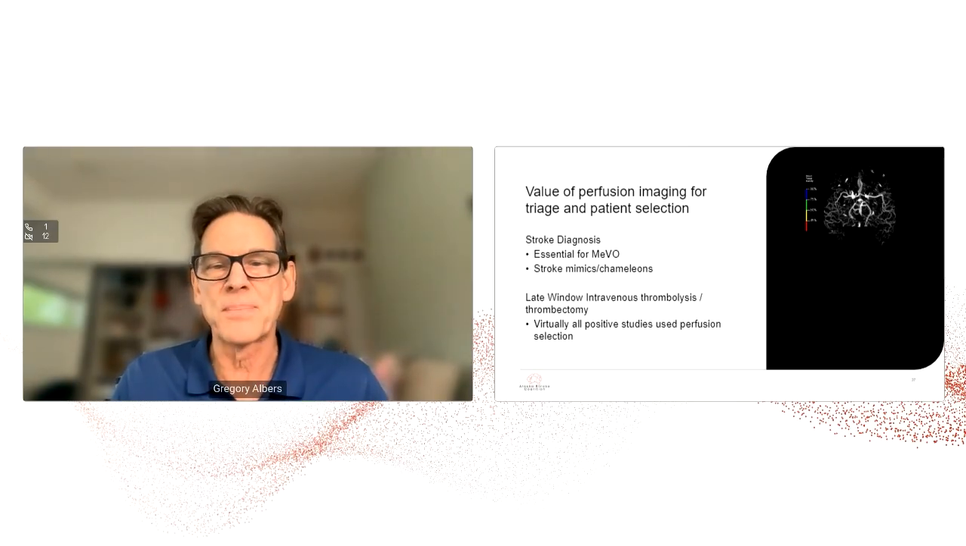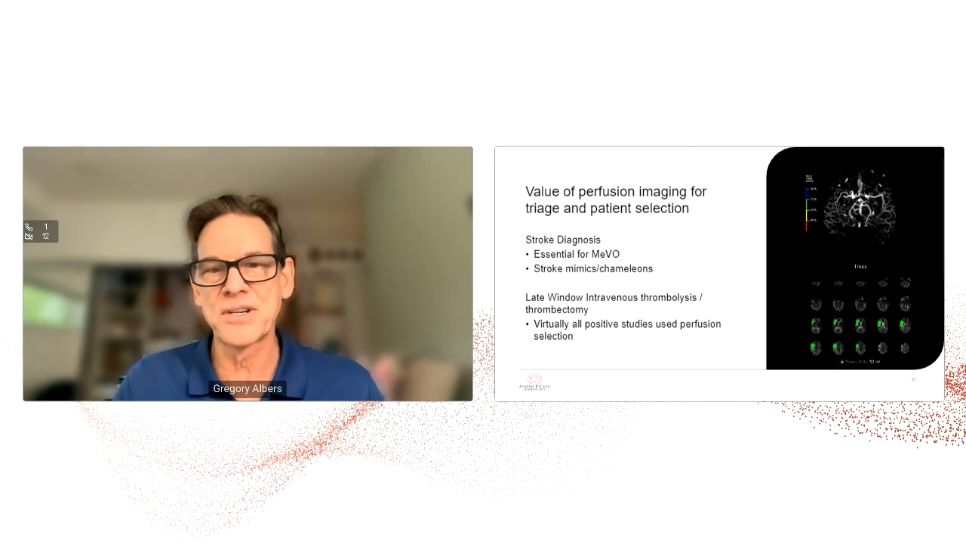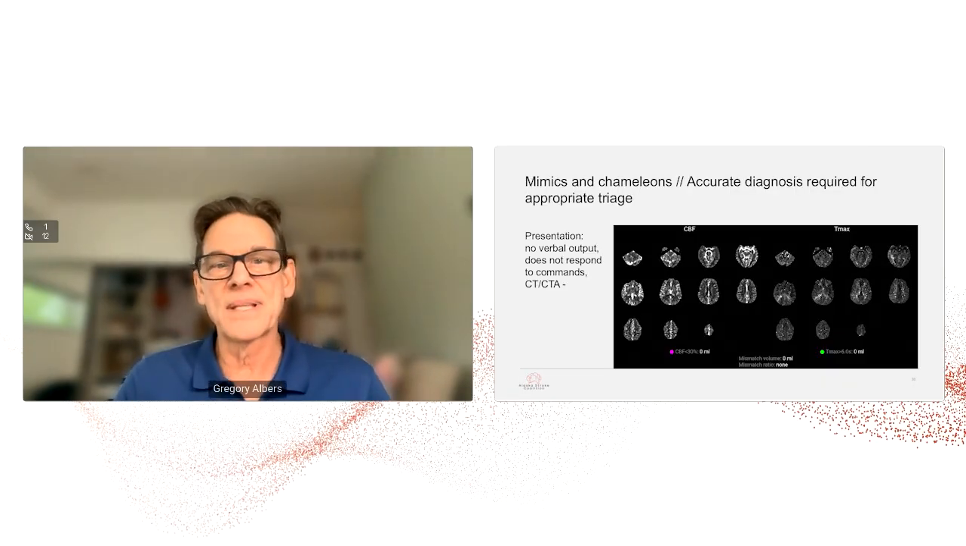So this is an example of a case here that on first glance, you may not easily see what the problem is if you look at the CTA at the top right. But when you have the CT perfusion with it, you can very quickly identify that this is a middle cerebral artery branch occlusion on the right. And once you have the perfusion, it makes it easier to go back to the CTA and find exactly where that occlusion is.